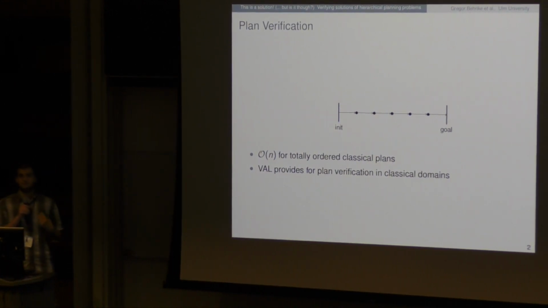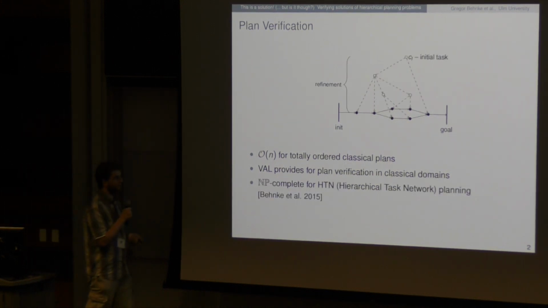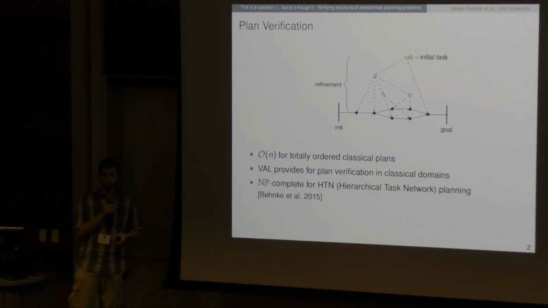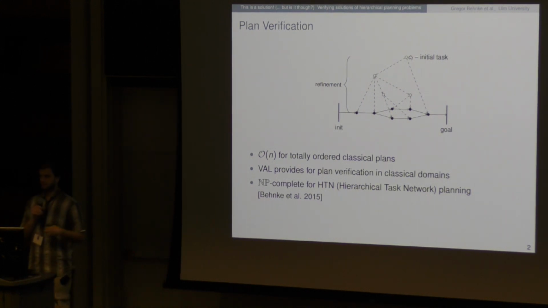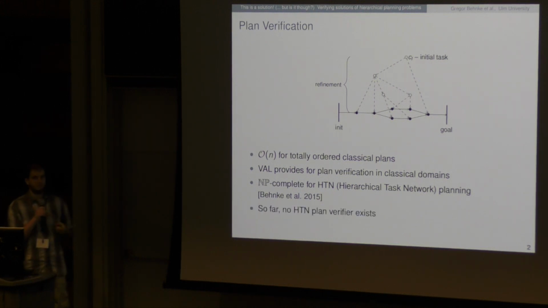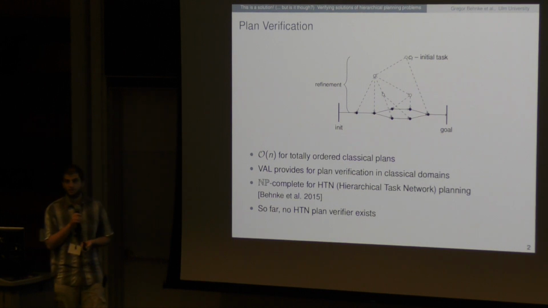And there is existing software that provides this capability, namely VAL. In the case of hierarchical planning, where you not only have to check whether you're reaching some state in the end, which might even not exist, but also have to ensure that your plan is a refinement of a given initial abstract task, this problem is not linear but becomes NP-complete, which was shown 2 years ago by us. And so far, no practically usable tool for verifying hierarchical plans existed.